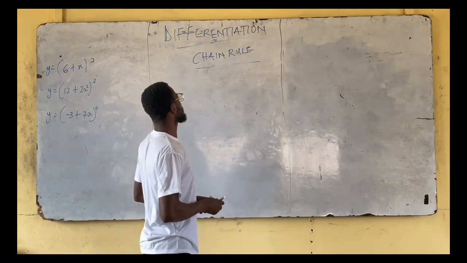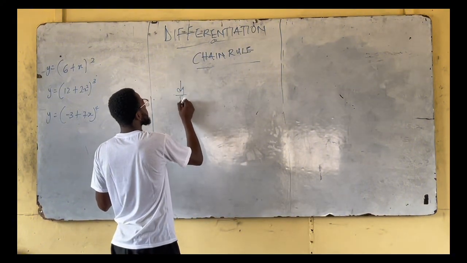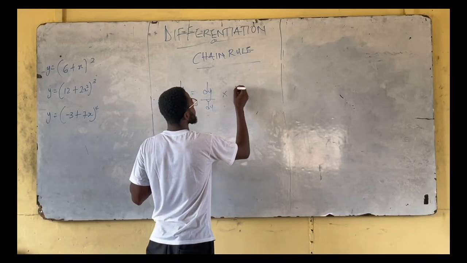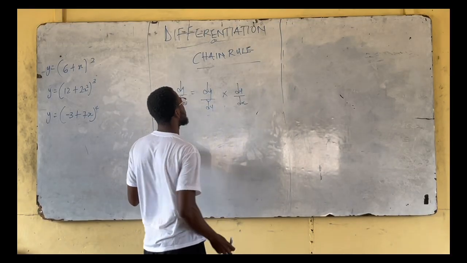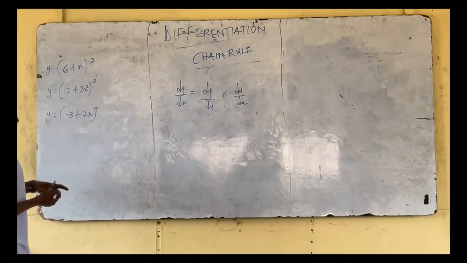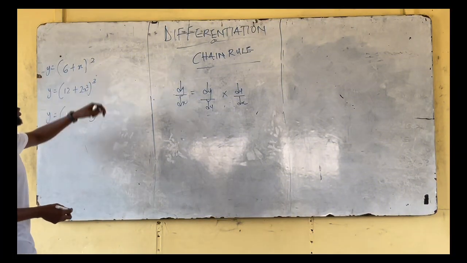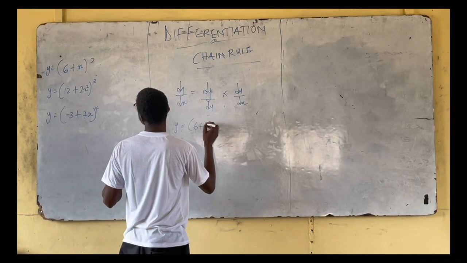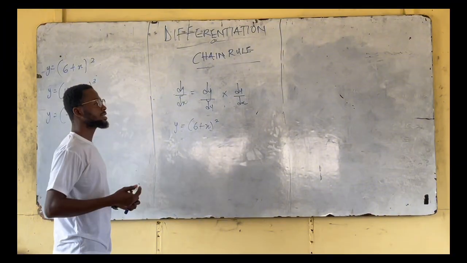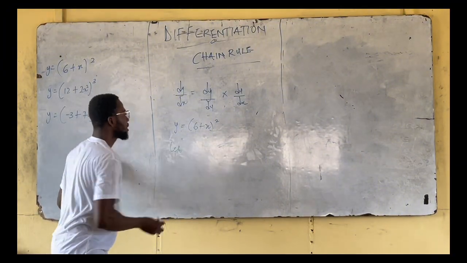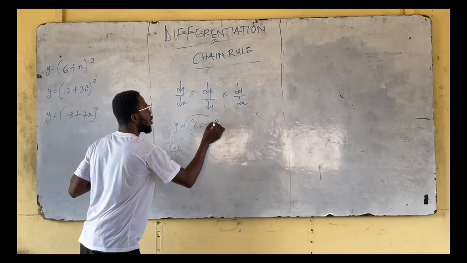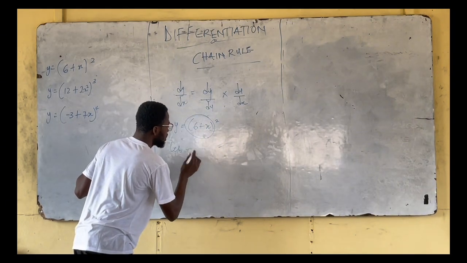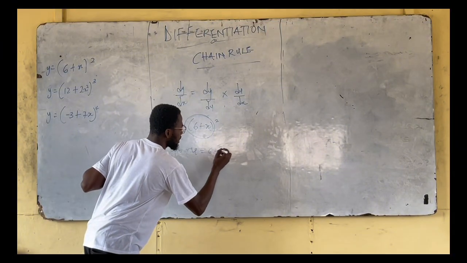So the chain rule comes to the formula dy/dx is equal to dy/du times du/dx. Giving an example, y is equal to (6 plus x) all squared. Firstly, let this whole expression be u. So let u is equal to 6 plus x.